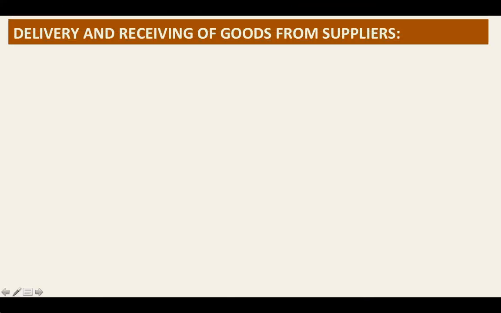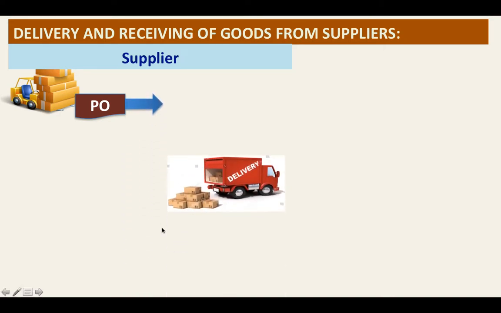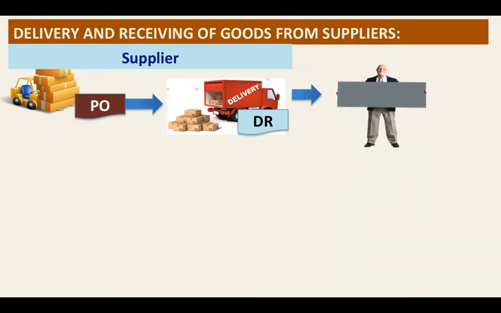Next is delivery and receiving of goods from suppliers. So this is our supplier. So yung supplier natin, natanggap niya na yung PO ng buyer. Okay, and then the supplier will now do the delivery. And the delivery will be documented by the delivery receipt. So it will now be delivered to the warehouse man, the buyer's warehouse, okay?